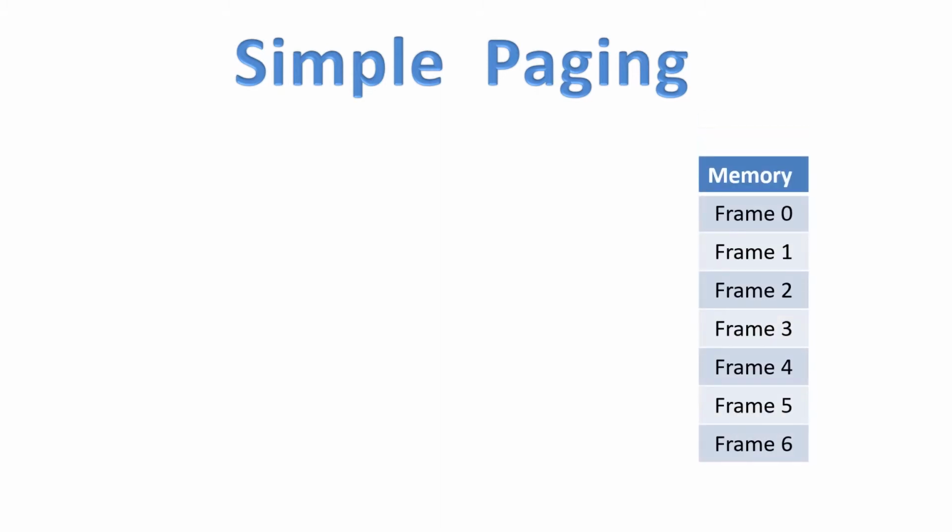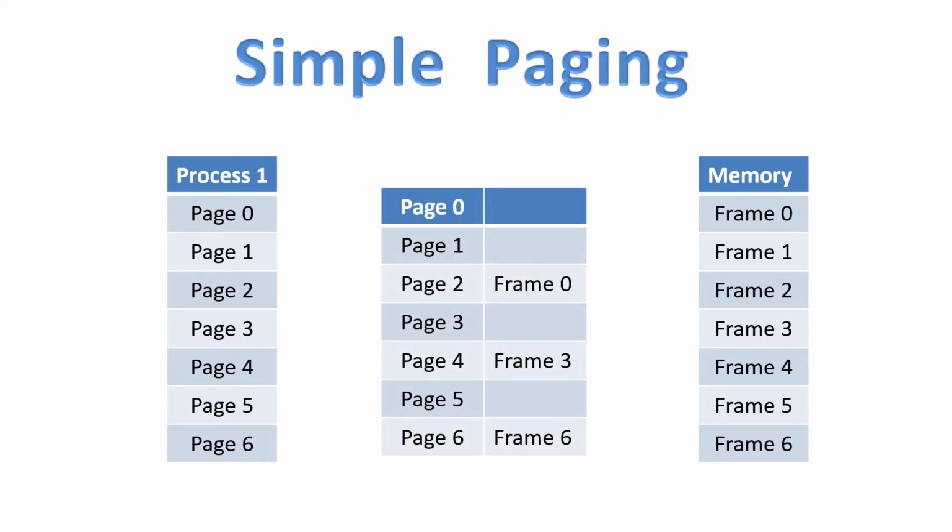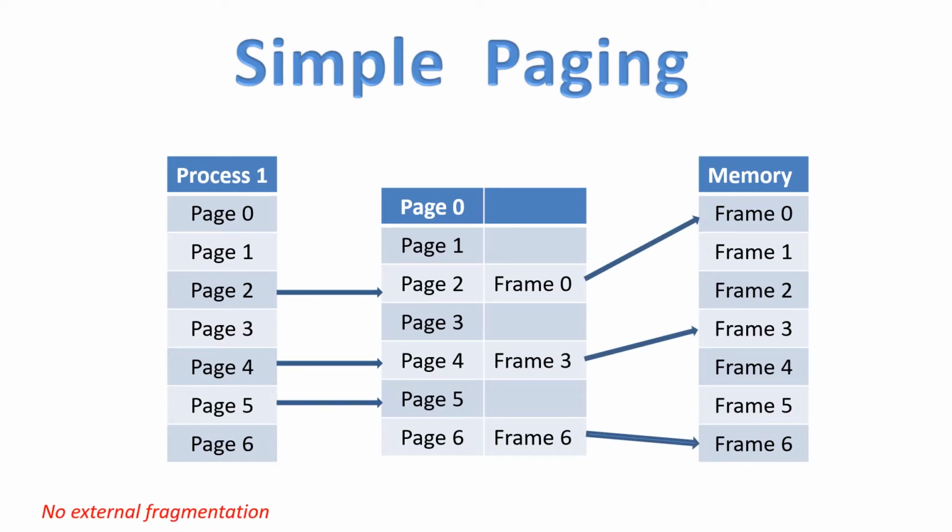Third technique is simple paging. Main memory is divided into a number of equal size frames. Each process is divided into a number of equal size pages of the same length as frames. A process is loaded by loading all of its pages into available, not necessarily contiguous frames. Although there is no external fragmentation, there is still a small amount of internal fragmentation.